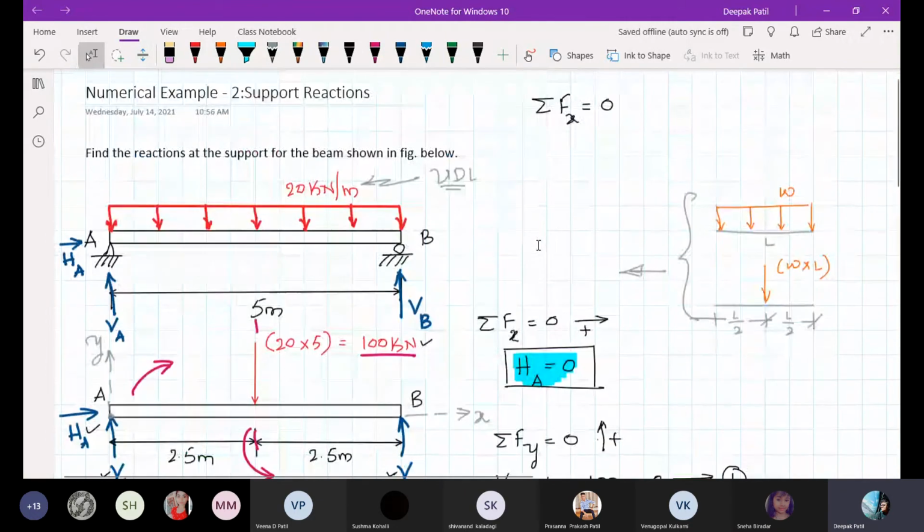Are you clear, students? Any doubts in this numerical example? Any doubts you have? Any doubts, students? Okay, right. Let us proceed with one more numerical example.